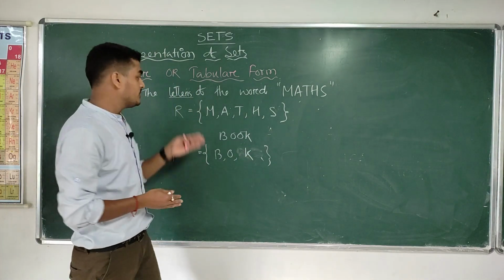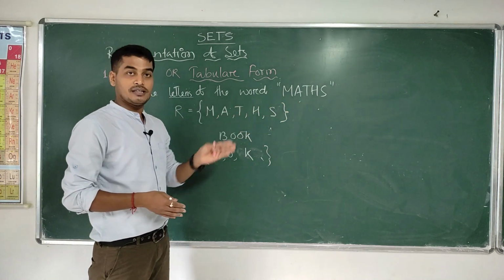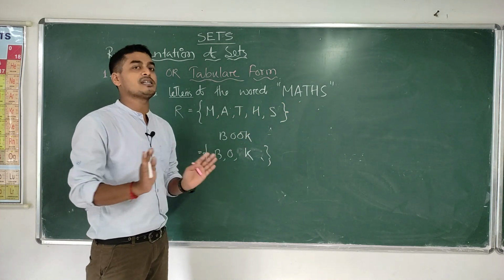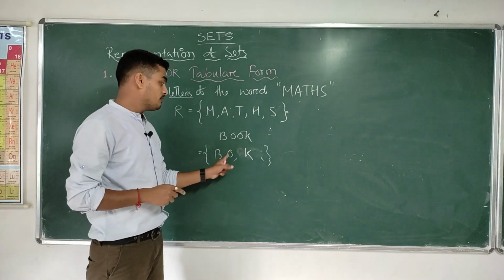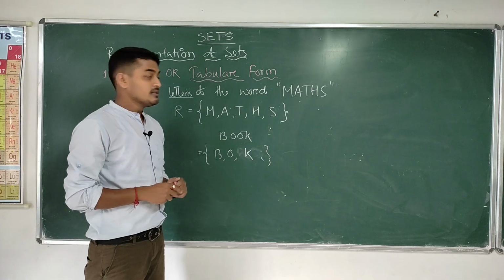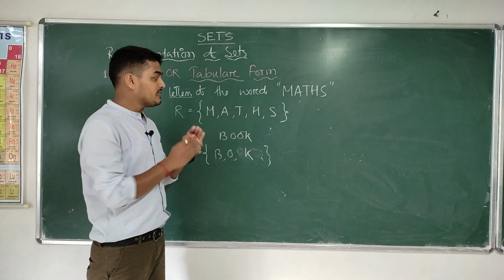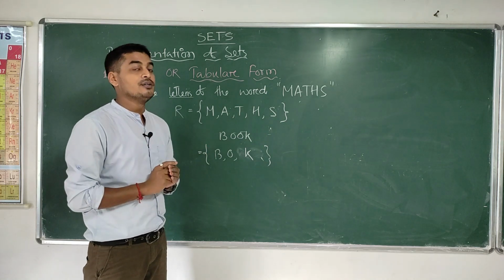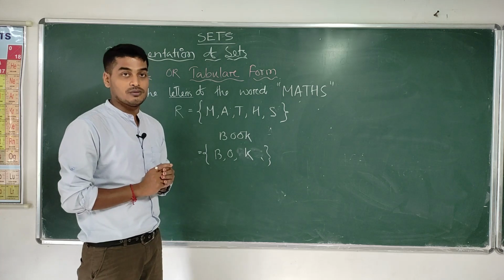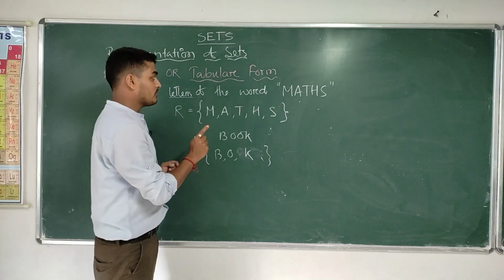And order does not matter. However you have written it does not matter. You can write systematically, that is, in increasing or decreasing order, but order does not matter; you can write whatever you like. It is not necessary that it be B, O, K. You can write K, O, B or O, K, B. Similarly here you can write M, A, T, H, S in any order. Order does not matter, but remember repetition of an element is not allowed. You cannot write an element more than once here, so keep this in mind.